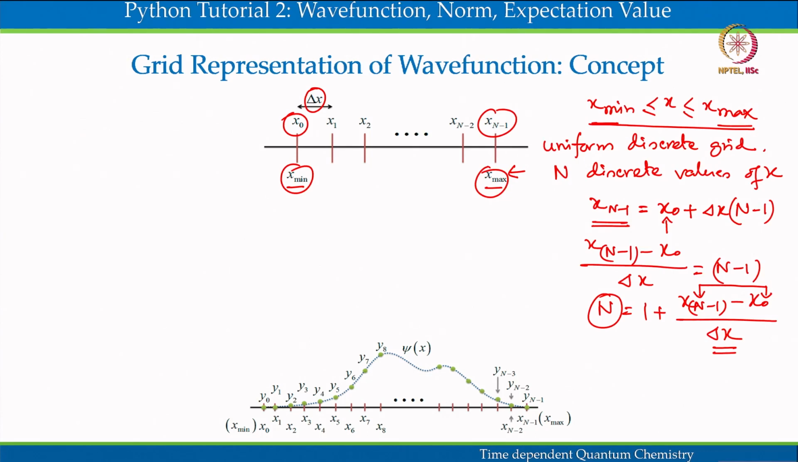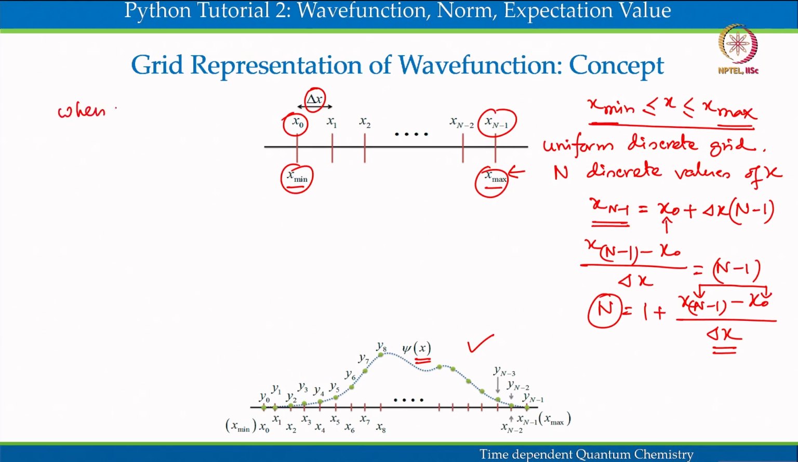And this is exactly what we have shown here. A continuous wave function which is represented by the dotted line here, but we have to represent it on this grid. So on each grid point I get the value of the function.